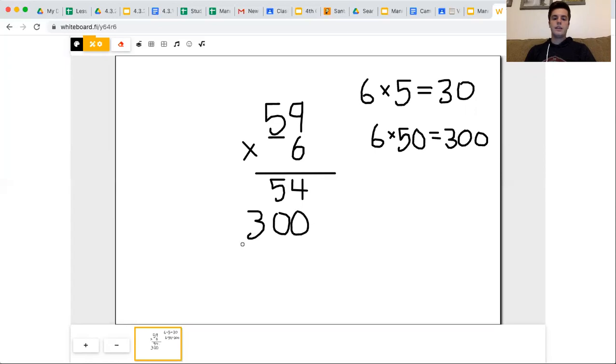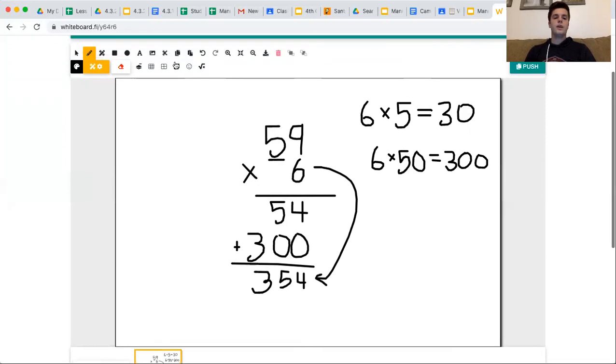Now adding that is pretty easy. 4 plus 0 is 4. 5 plus 0 is 5, and 3. 354. So 59 times 6 equals 354.